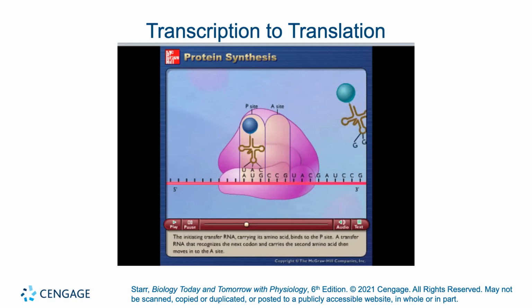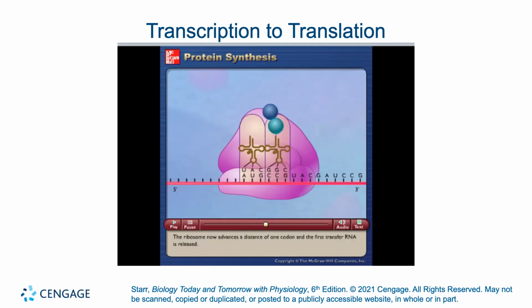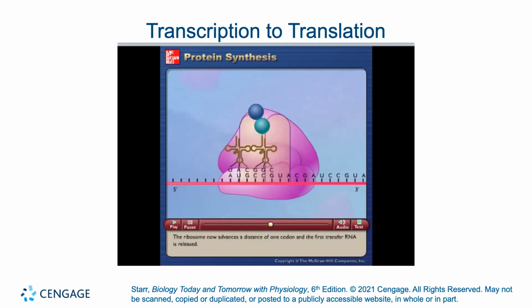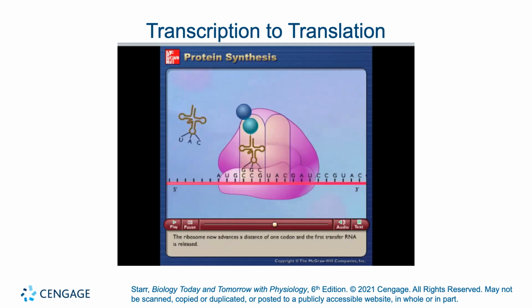A transfer RNA that recognizes the next codon and carries the second amino acid then moves into the A site. The amino acid carried by the transfer RNA in the P site is then joined to the amino acid carried by the transfer RNA that just entered the A site. The ribosome now advances a distance of 1 codon, and the first transfer RNA is released.